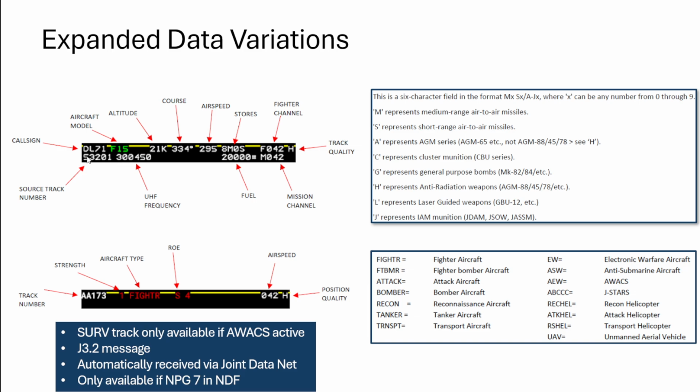The source track number is the track number of the aircraft. The UHF of the flight, if you want to talk to them. The fuel is updated every 30 seconds. It's an update message, and mission channel is shown, and fighter channel if you want to look at what this guy is targeting, right? You can do that. And track quality is how good the quality is in precision in Link 16.